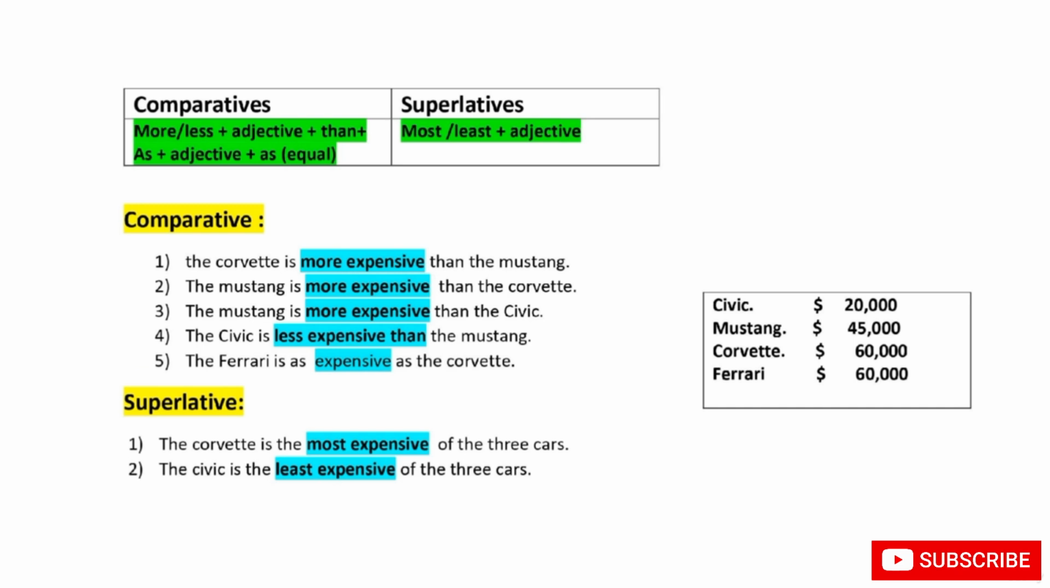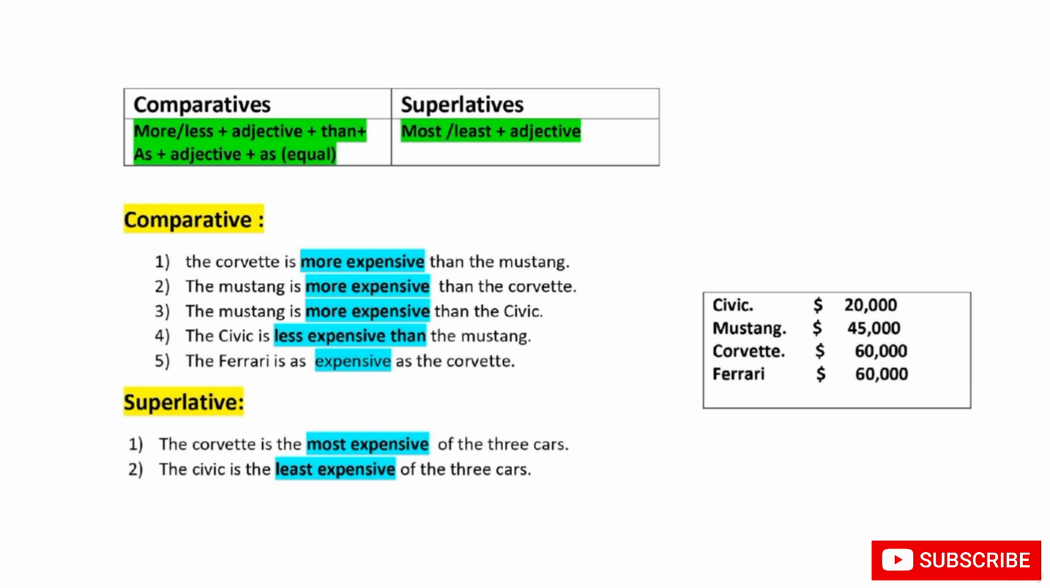What are comparatives and superlatives? Well, these are words that help you to compare nouns, people, places, animals, things, etc. And we do that using adjectives. Comparatives are found in this form: more or less plus an adjective plus than, or as plus adjective plus as. And this means that the 2 nouns we are comparing are equal. Superlatives appear as most or least plus adjective.